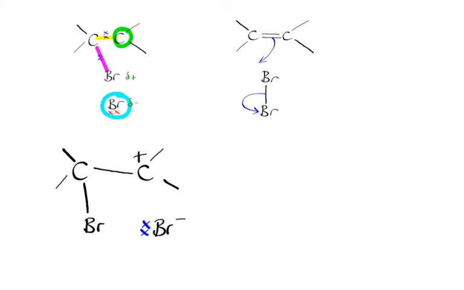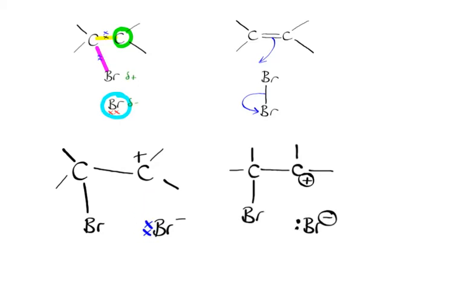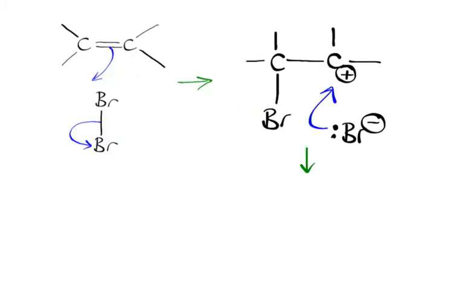So the final thing that's going to happen is that the bromine will be able to give its spare electron and form a bond with that positively charged carbon. So this movement of the electrons, using a curly arrow, from the lone pair towards that positively charged carbon. And so our final product is the dibrominated alkane.